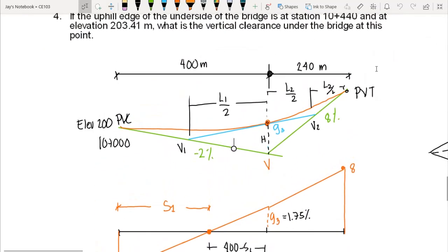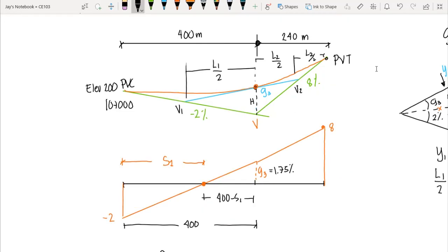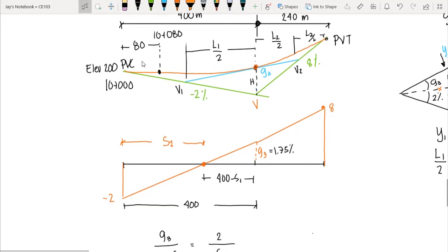So 10 plus 080 is 80 meters from PVC. So let's say our 80 meters is at this point. Okay? So this is our 80 meters from PVC, and the station at this point is 10 plus 080. So we have to apply the area.